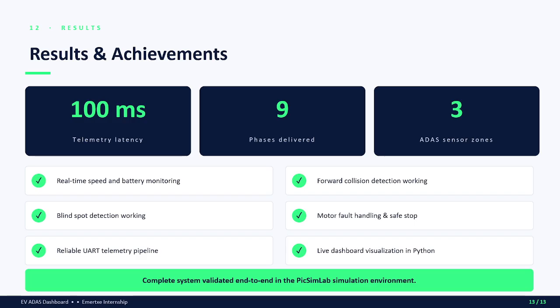Finally, the result: the project successfully achieved real-time speed monitoring, battery monitoring, obstacle detection, blind spot detection, fault handling, UART communication, and Python dashboard visualization. The entire system worked correctly inside Proteus Lab.